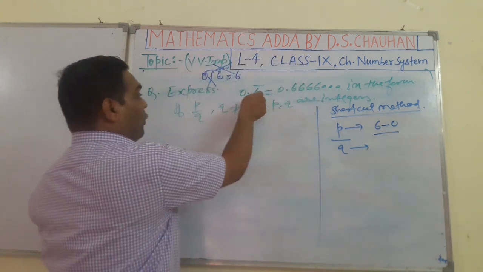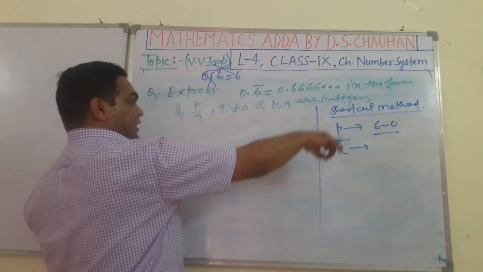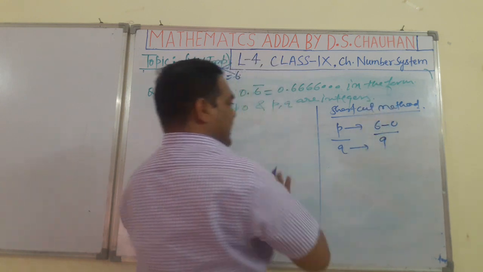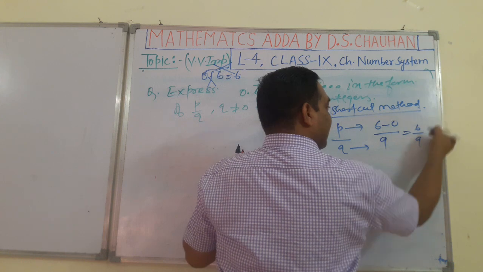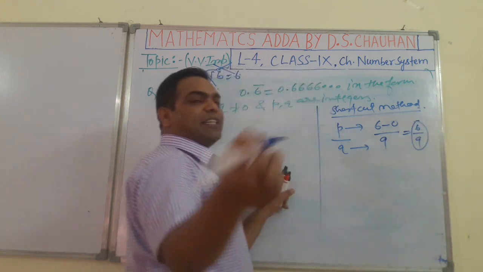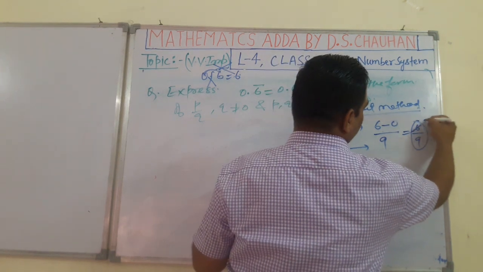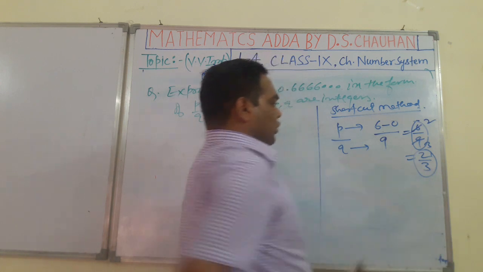Now here only one digit is repeating, so in the place of Q we write 9, and nothing more. So what do we have? 6 upon 9. This is a rational number in the form of P by Q, where Q is not equal to 0. If you want to simplify, you can: 3 twos are 6, 3 threes are 9. You have here 2 by 3. So this is the answer.